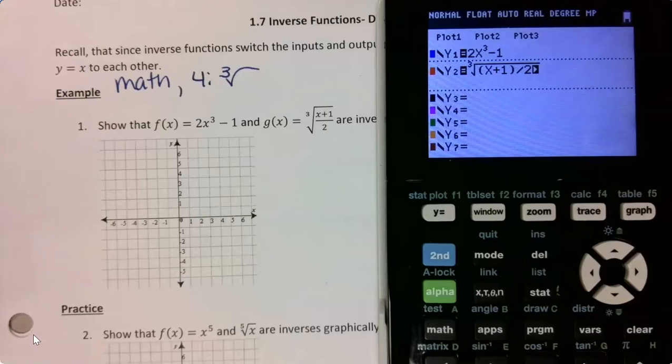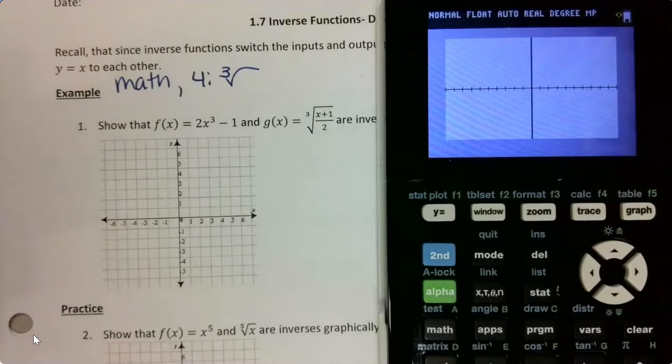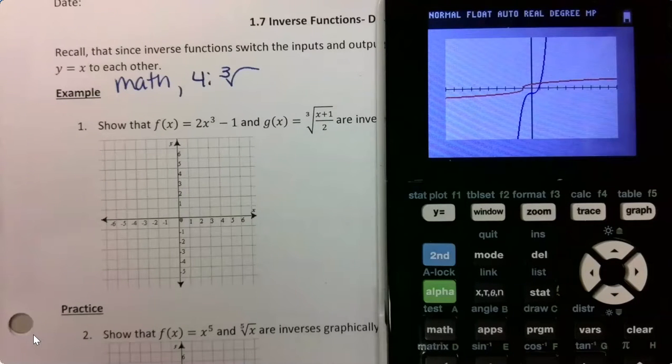Okay, so has everyone typed these in? Okay. Then I want to go to my graph. Okay, so here's what my two graphs look like. Do you think these two are inverses? No?